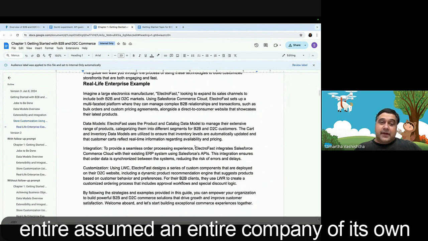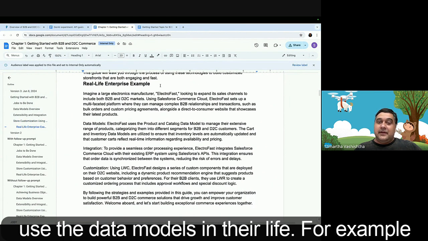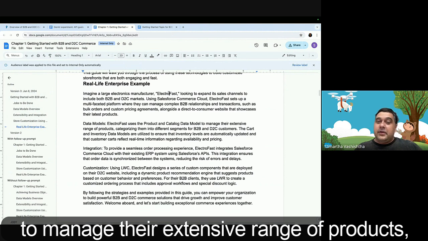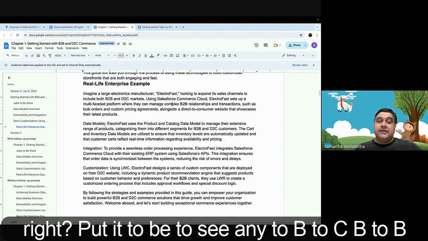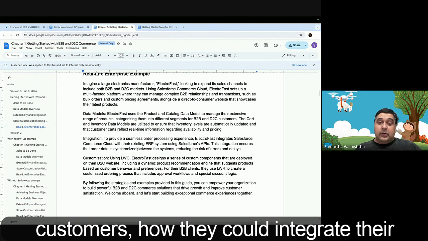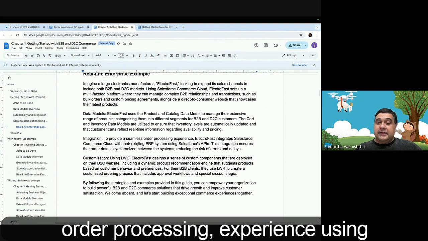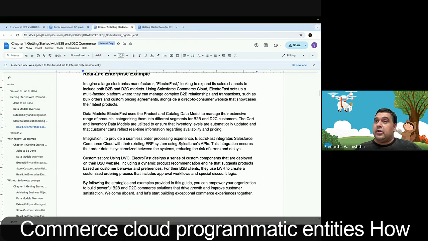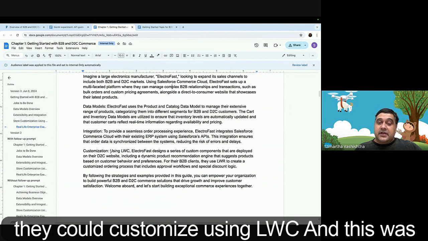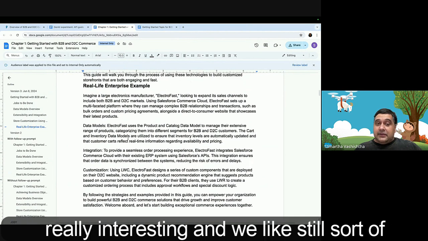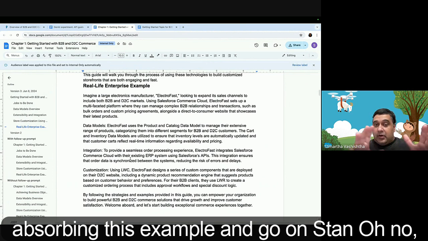But the real surprise was the real-life enterprise example, where it actually assumed an entire company of its own, and then talked about how that company could use the data models in their real-life use cases. For example, to manage their extensive range of products, right, for B2C and B2B and D2C customers, how they could integrate their order processing experience using Commerce Cloud programmatic entities, how they could customize using LWC. And this was really interesting, and we're still sort of absorbing this example.